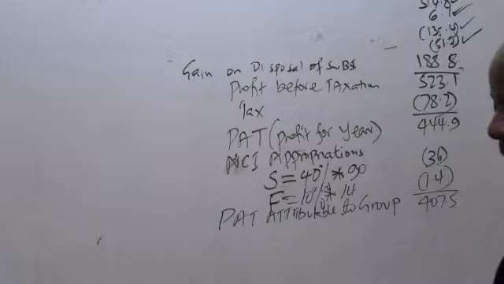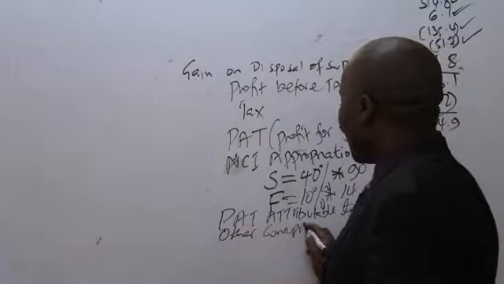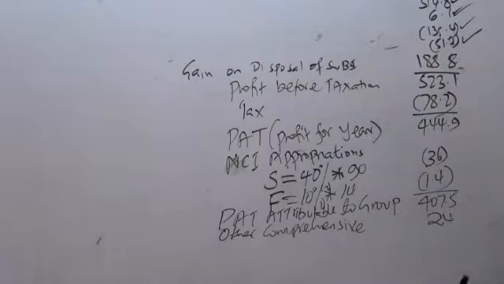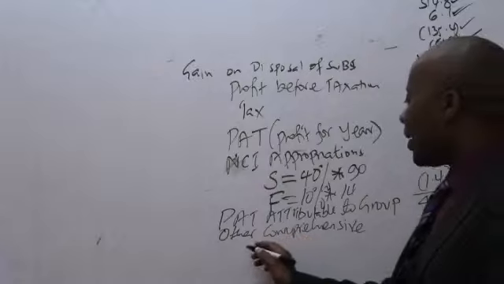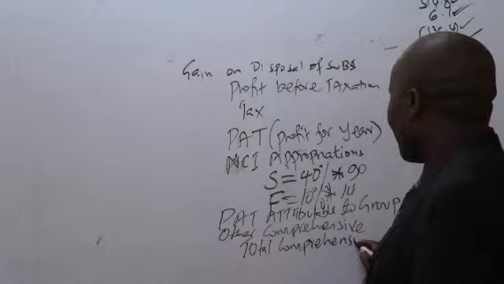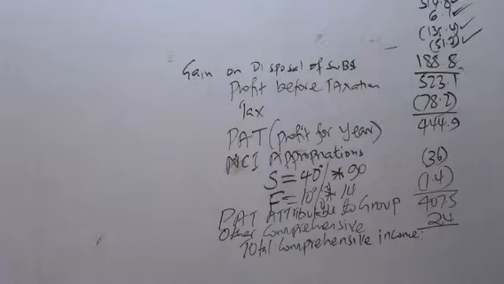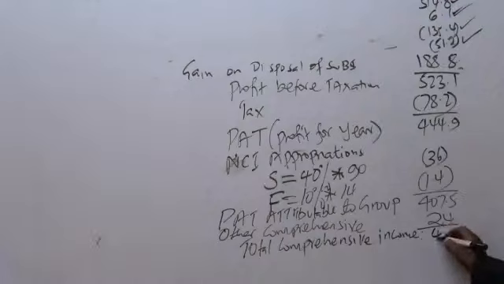We have other comprehensive incomes. Remember, we had already done this figure. If I remember very well, you guys gave me a figure of 24. Other comprehensive income, 24, and therefore now we should be able to get the total comprehensive income. You add, and you told me that it is 431.5.